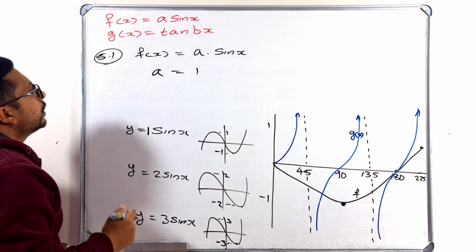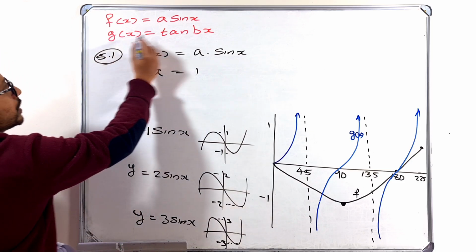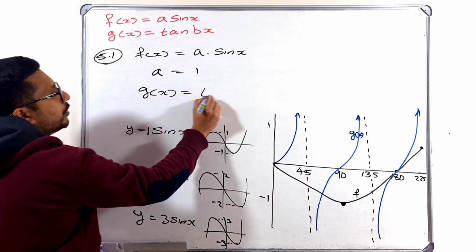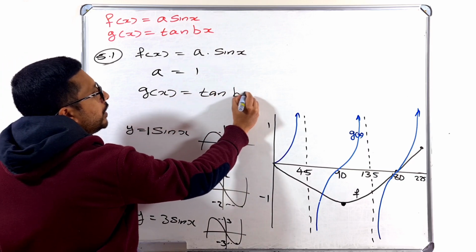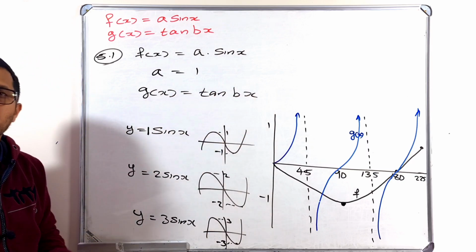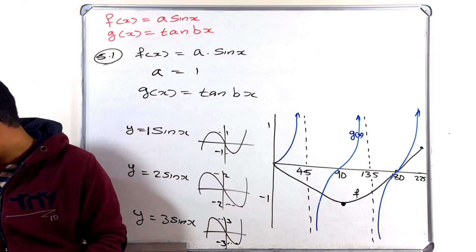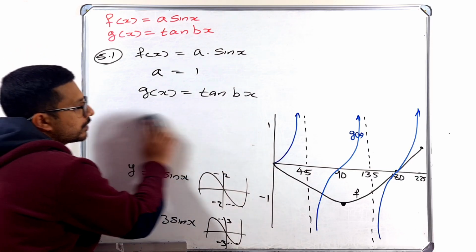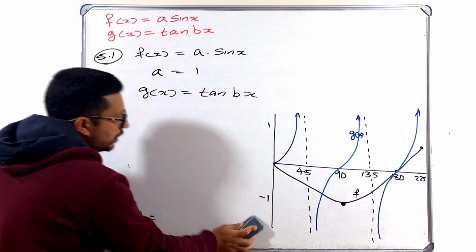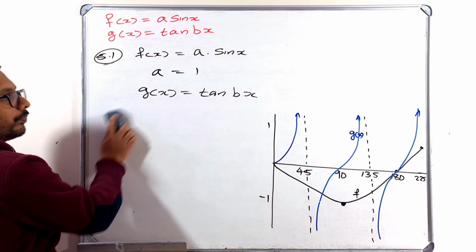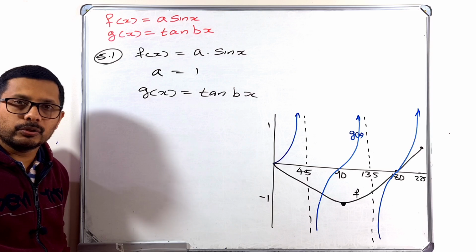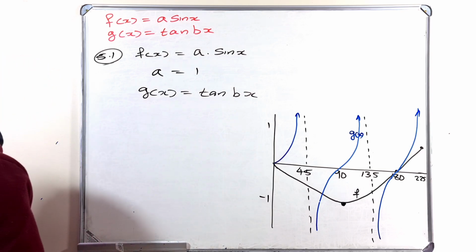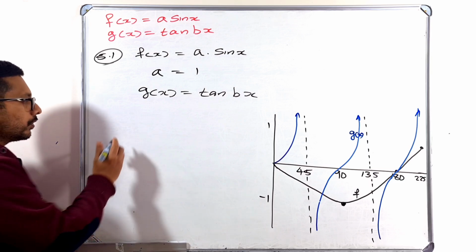Okay, now second one, g of x is equal to tan bx. Now tell me, what is that b stands for? B is the coefficient of x, that I agree, but what is the effect of that b in the graph? Using this b, do you remember, we can find the period of the graph.